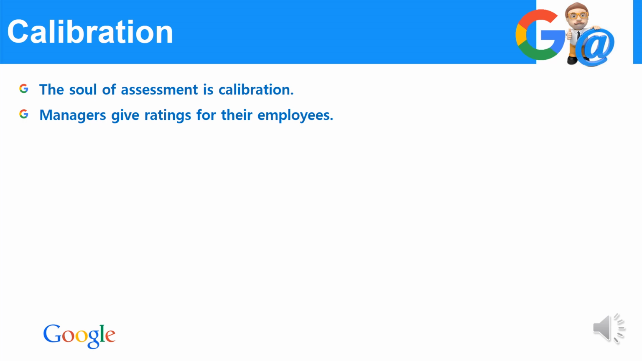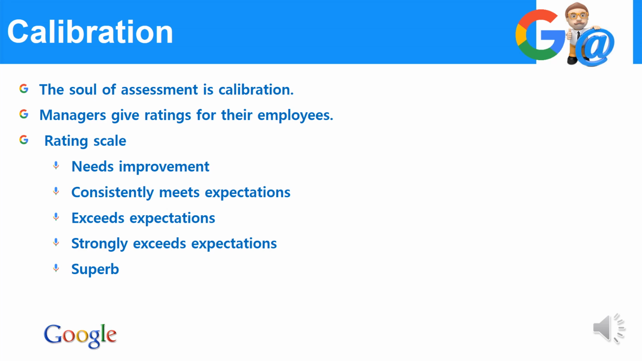The next stage is calibration. Calibration is the soul of assessment. Managers give ratings for their employees and the rating scale is a 5 point scale. The rating scale is as below: needs improvement, consistently meets expectations, exceeds expectations, strongly exceeds expectations, and superb. According to this 5 point scale, the employees will be evaluated and given ratings, and these ratings will be put forward to the managers.